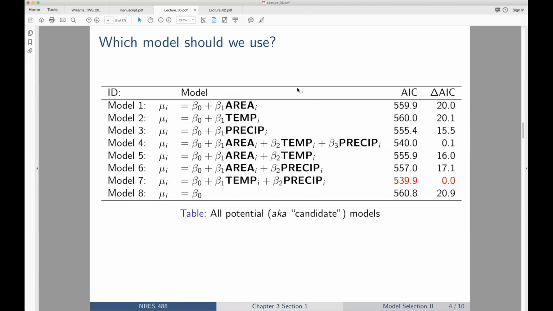Okay, so now we see temp and precip, and temp, area, and precip. These have delta AICs less than 2. We can see that both temp and precip are important because they're in both of these models. But this area one, we might consider: if we consider temp and precip, should we also consider area at the same time? Because when we look at the AIC score, it's pretty close.